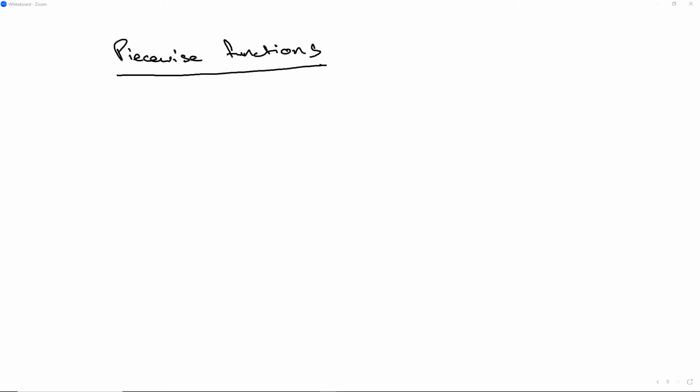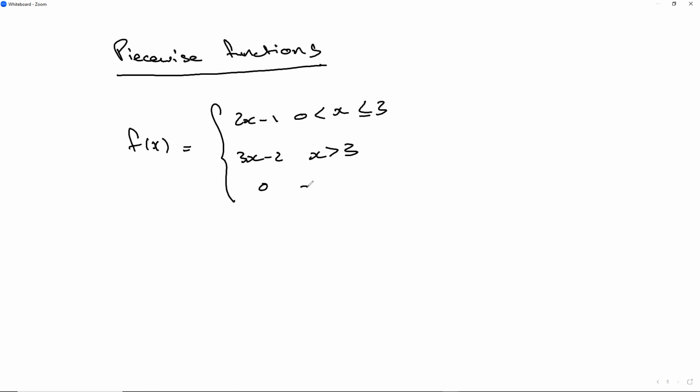Okay, so if I've got a piecewise function, given to me as f of x is equal to 2x minus 1 for the domain greater than 0 and less than or equal to 3, 3x minus 2 for x greater than 3, and otherwise it is 0, and I am asked to sketch this function, how would that function look?